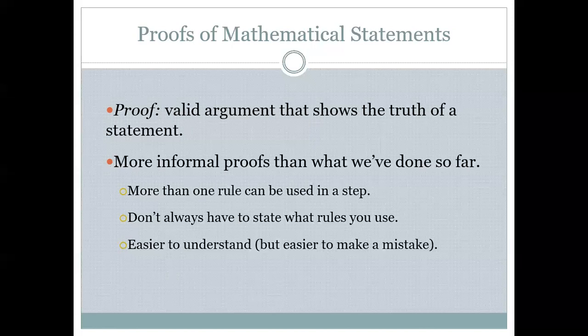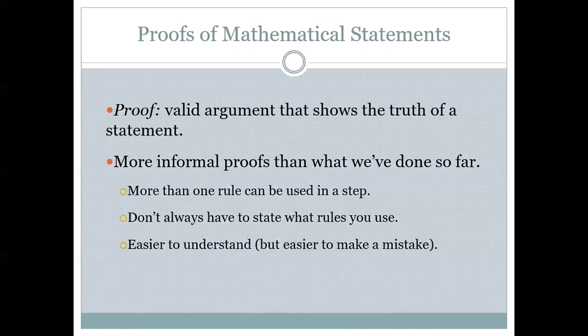More than one rule can be used in a step. A lot of times you won't even realize it, but you'll be applying multiple rules of inference in one step. You don't always have to state which rules you use. And in fact, eventually you just abandon that completely because everybody knows what rules there are and if what you're doing is valid.